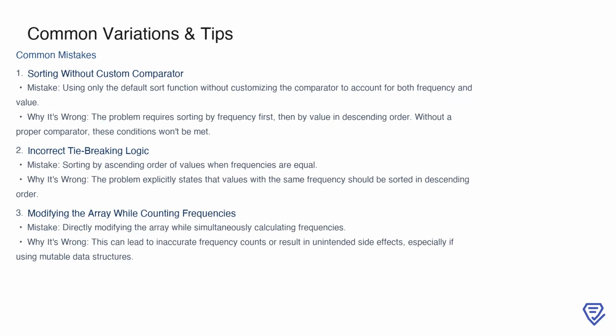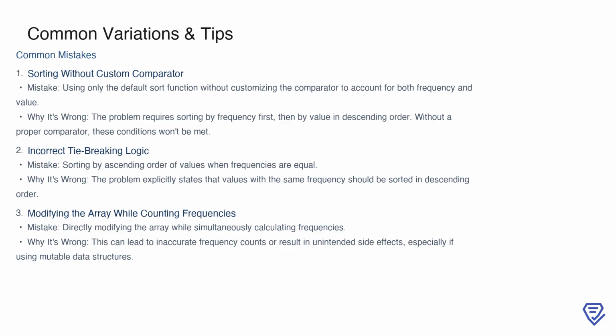When solving this problem, there are a few common mistakes to watch out for. One is forgetting to use a custom comparator when sorting the array. If you rely solely on the default sort function, it won't account for the dual requirement of sorting by frequency first and then by value in descending order, which is critical to meeting the problem's constraints. Another frequent issue arises with incorrect tie-breaking logic. Specifically, some solutions mistakenly sort values in ascending order when frequencies are equal, which goes against the requirement to sort these values in descending order.